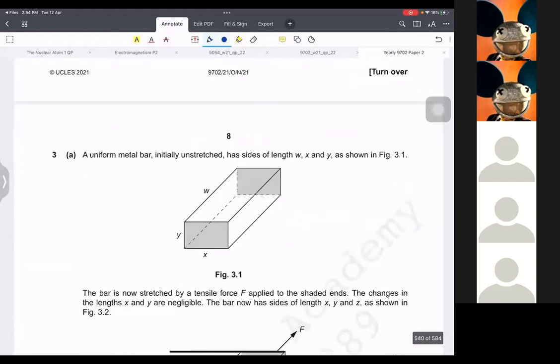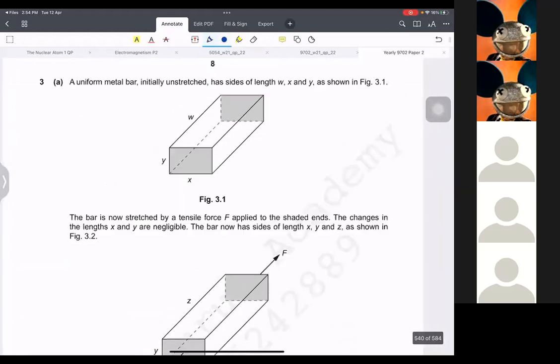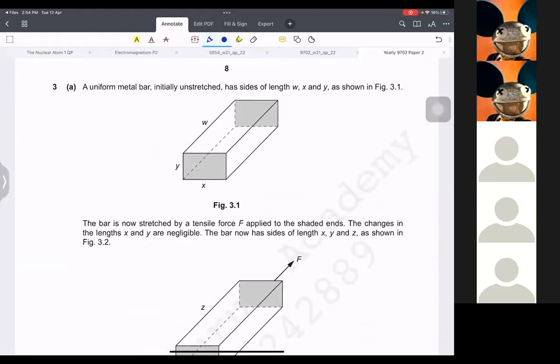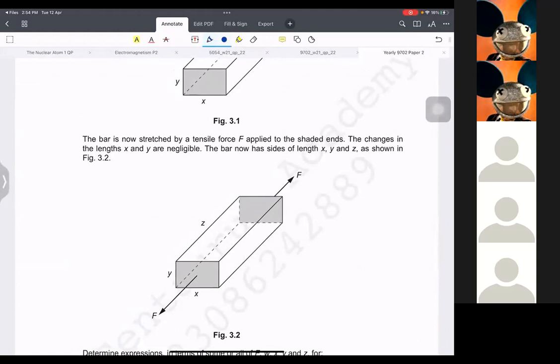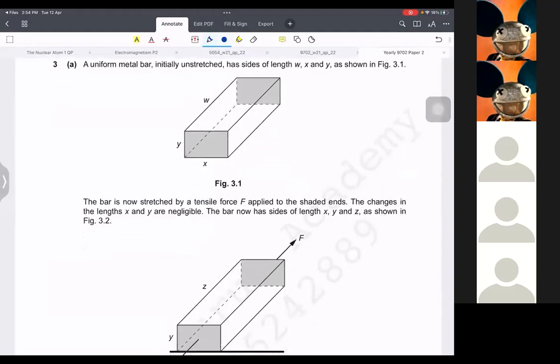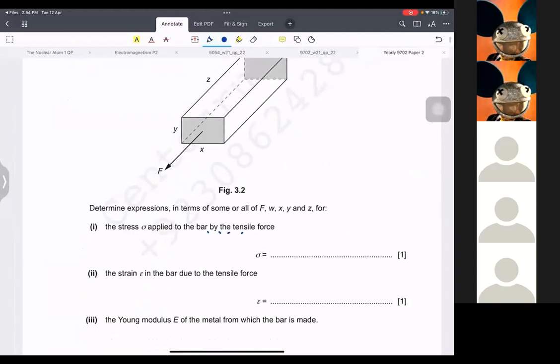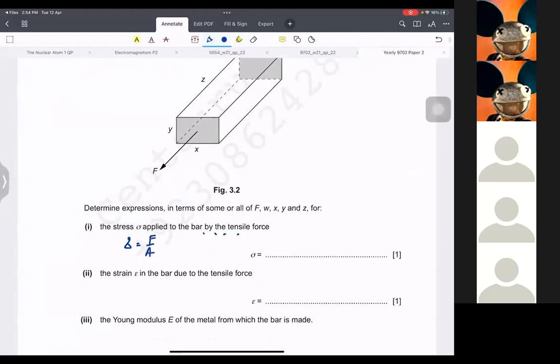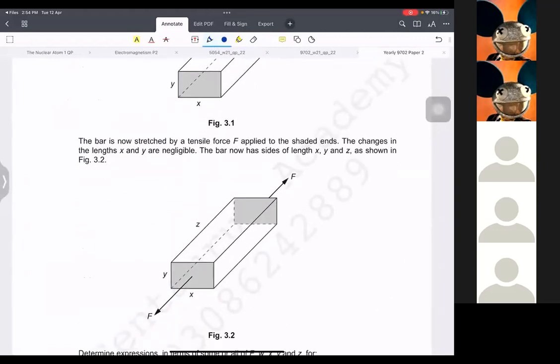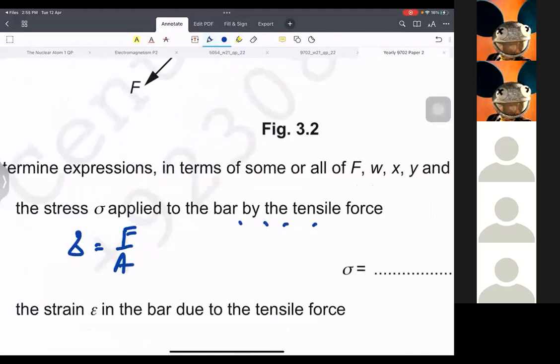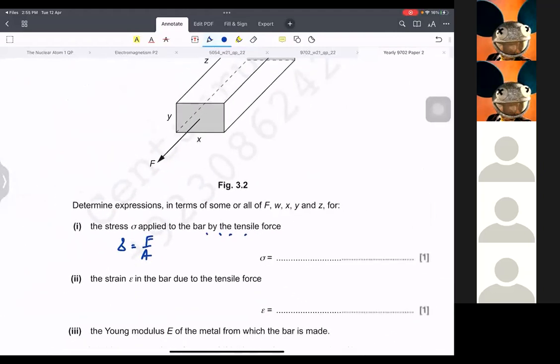Okay, then a uniform metal bar, initially unstretched, has sides of length. The bar is now stretched by a tensile force. Determine an expression, in terms of these, for the stress applied on the bar by the tensile force. Stress is force over area, right? So this will be F, and that is going to be Y times X, right?